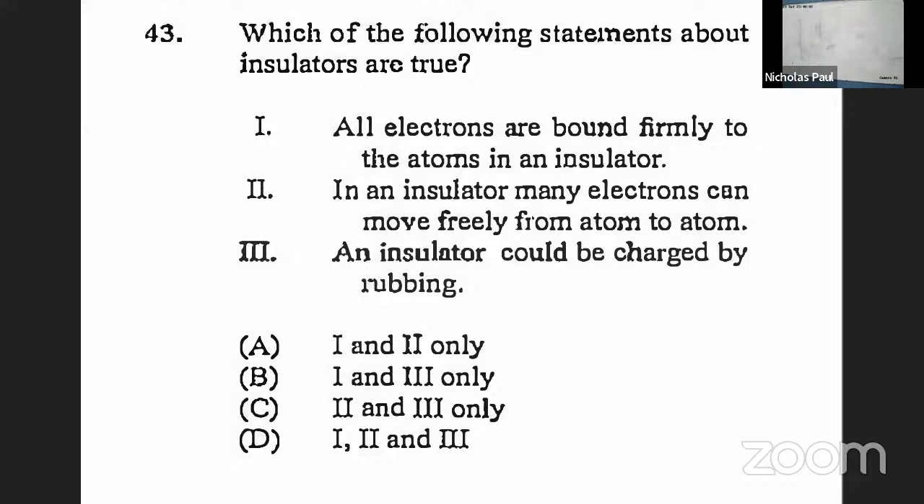What do you all think? Nisha? You sure? So all electrons are bound firmly to the atom in the insulator. That sounds good. In an insulator, many electrons can move freely. No. An insulator could be charged by rubbing. 1 and 3.